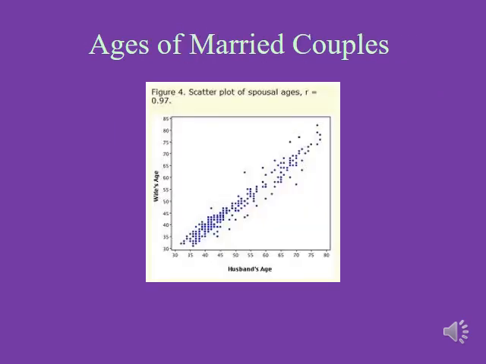Here's a scatter plot that's showing you the ages of married couples, and the point they're making is typically the older the husband is, the older the wife's likely to be.